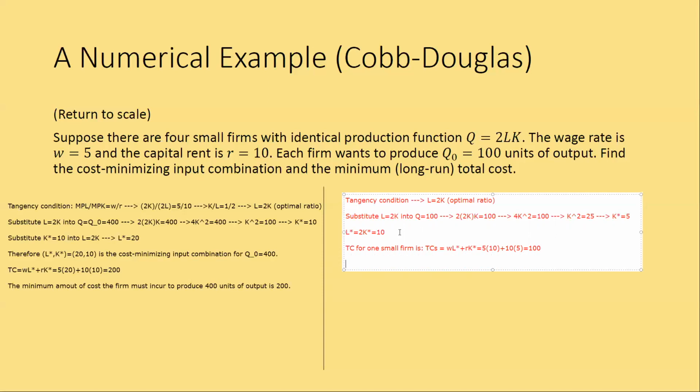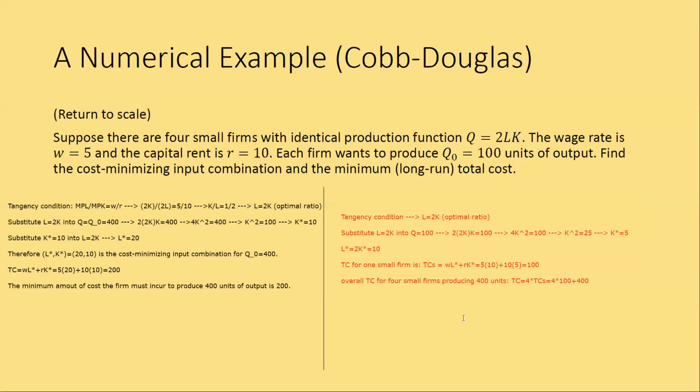Now we have 4 small firms, each producing 100 units. So in total, the 4 small firms are producing 400 units, same as the large firm that produces 400 units by itself, right? But what is the overall total cost for 4 small firms producing 400 units? Well, then the total cost is 4 times the total cost for each of the small firms. In this case, it is 4 times 100, which is 400.